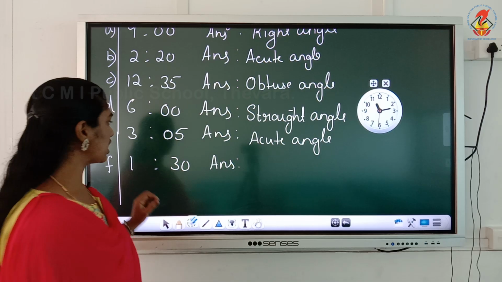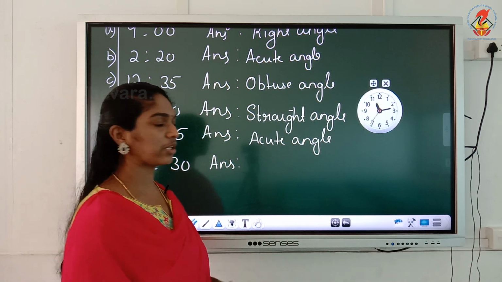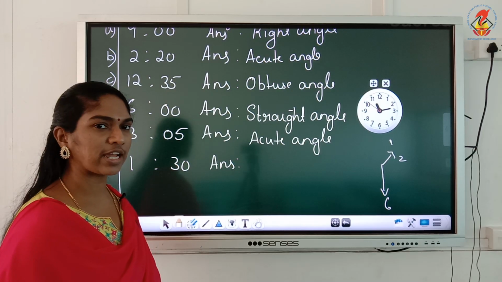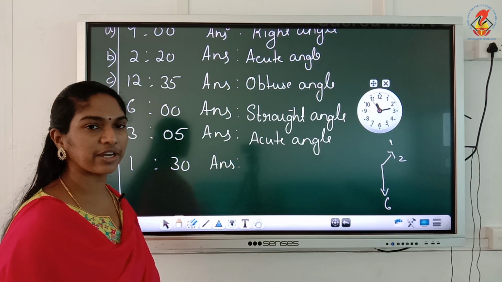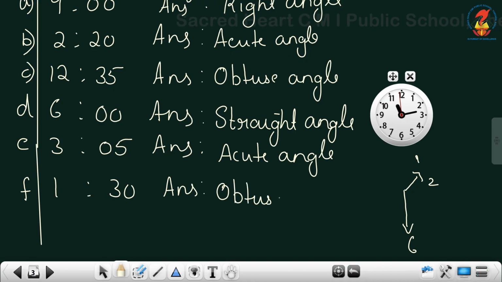Now, the last one, 1:30. At 1:30, your hour hand is between 1 and 2, and 30 means your minute hand is at 6. So what type of angle is that, children? It's a bit bigger, right? More than 90 degrees. So it is an obtuse angle.